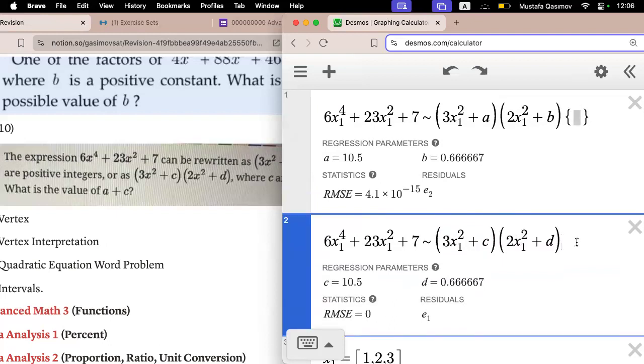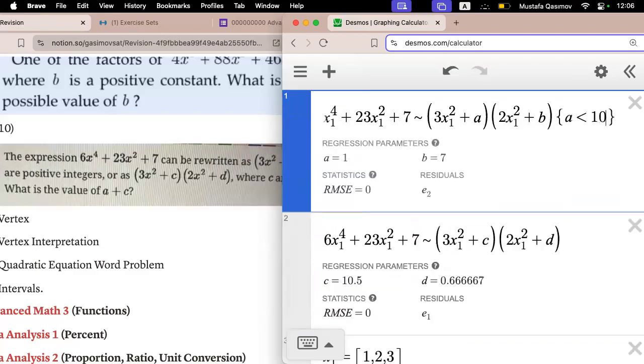Okay, you can see that A is 10.5, but it must be integer, so A is less than 10. Then you will get 1, and 1 is correct. If you want, you can check also your answer. You can write here 1, you can write here 7, you can check is it correct or not. Okay, you can solve it like that. It's hard question. You can open it, it's also okay.